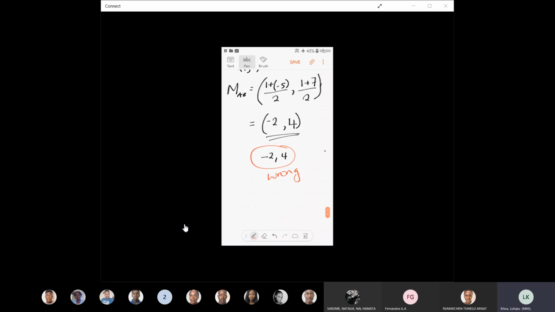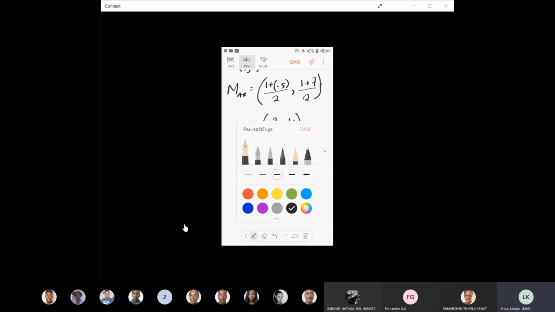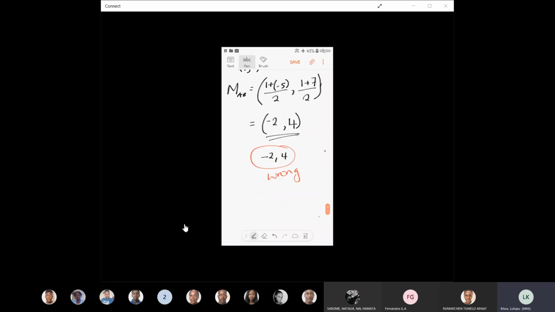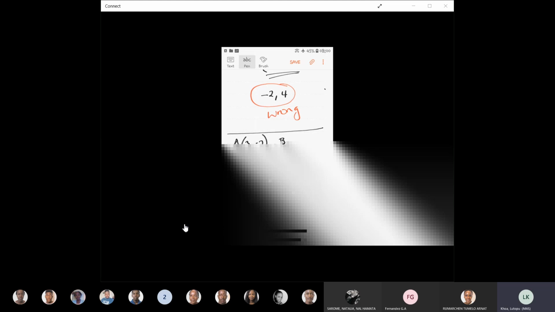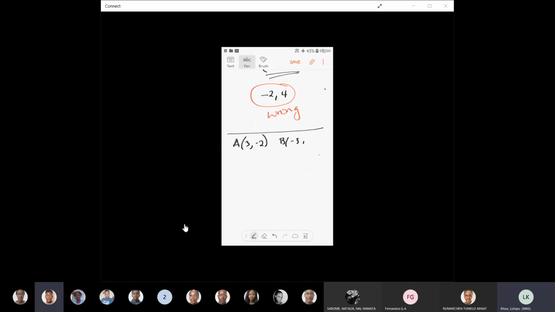It must have brackets, then it is correct, and it is coordinates. Another example, we have points A (3, -2) and B (-3, 4), and then we are told to find the midpoint. So the midpoint of AB, again, this is just the average of the two.